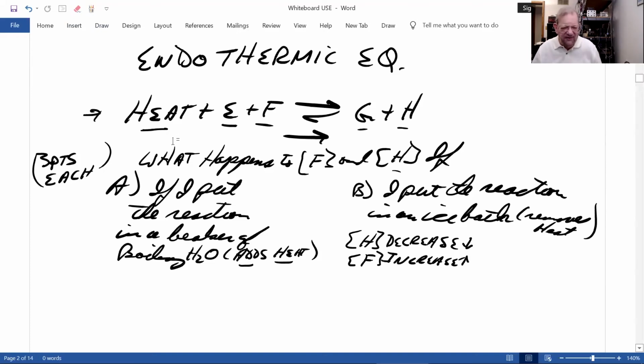Well, if you react something, it's consumed. F, E, and H react, so F is consumed. And when you consume something, like eat half of the pie, the amount you have decreases. It goes down. Now, at the same time, to get rid of the excess heat, it reacts with E and F. What does it do? It makes more G and H. Therefore, if you make more of something, H, the amount you have will increase.